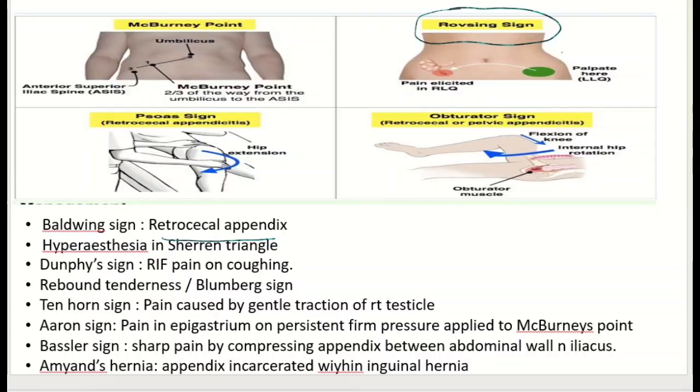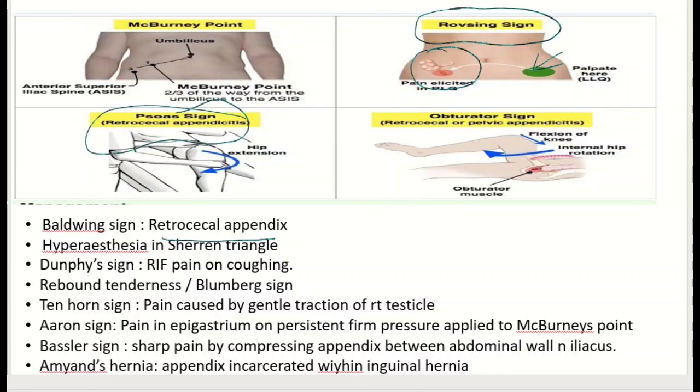Next we have Rovsing sign, very important. Rovsing sign means if we press the left lower quadrant of the abdomen, pain will be felt over the inflamed appendix, because the intestines will push the inflamed appendix. So this is called Rovsing sign, because of shifting of the bowel loops, which irritates the parietal peritoneum.